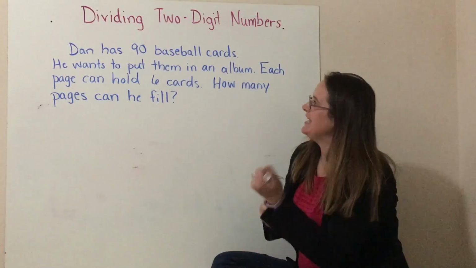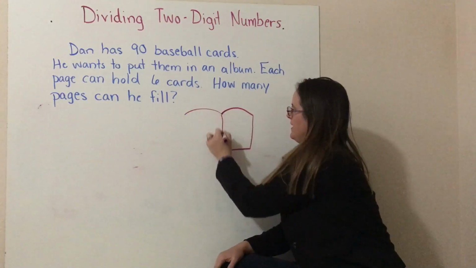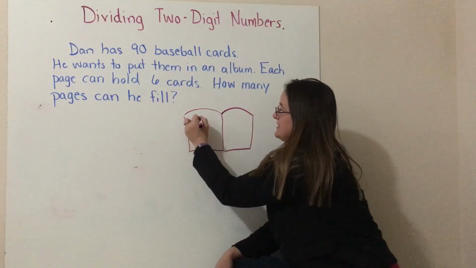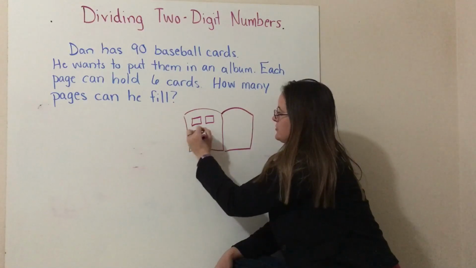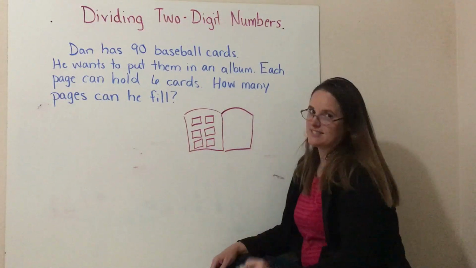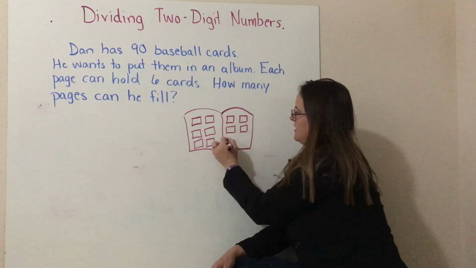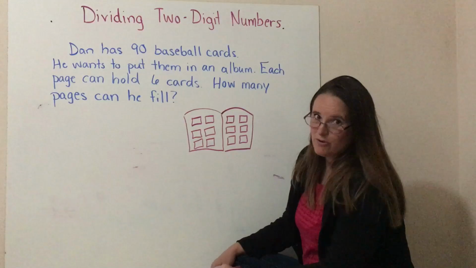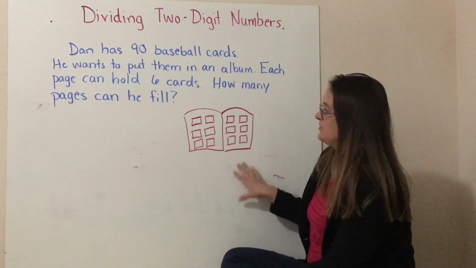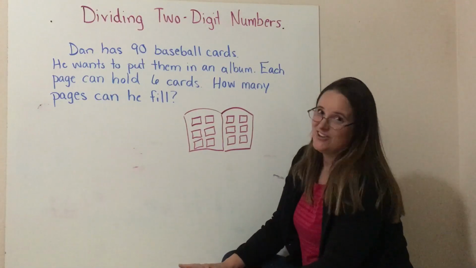So he is trying to put his baseball cards into a photo album. And the problem tells us that each page can hold 6 of his cards. So we're going to draw it just like this. 6 cards on one page, 6 cards on a second page. So far, I have 6 plus 6, 12 cards. Now, do I want to continue drawing photo album pages to get to 90 baseball cards? No, that's too much work.